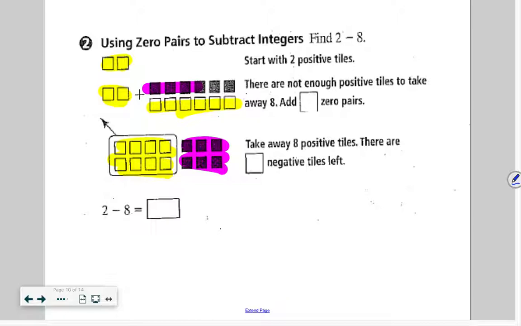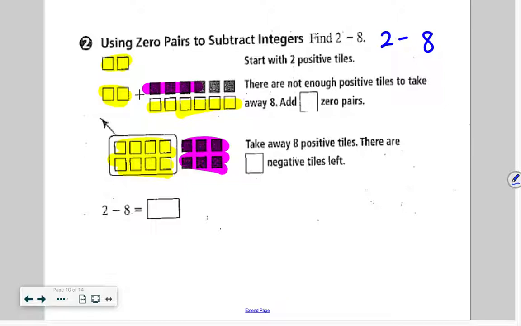So here it says, using zero pairs to subtract integers, find 2 minus 8. Well, 2 minus 8, you're starting with 2 yellows. And subtraction means to take away, correct? Well, in this question, if I start with 2 yellows, can I take away 8 yellows? No. I don't have 8 yellows there, do I? So this is where it comes in very, very handy to say, change subtraction to addition, change the sign of the second number.